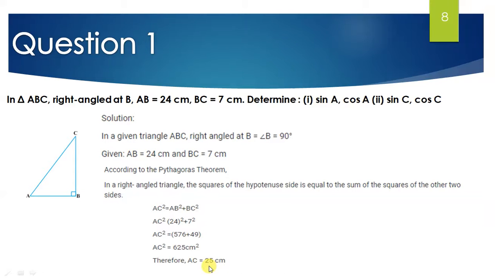Now I know all the three lengths. AB is 24 cm, BC is 7 cm, and AC is 25 cm.